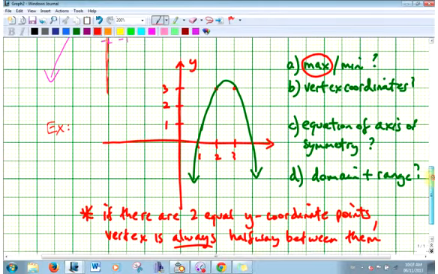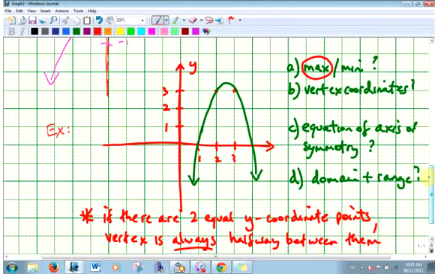Okay? Because this thing's symmetrical, there is some point where I have an axis of symmetry. Does it look like it's about there? Is that where the left side kind of looks like the right side? Yeah. What's the equation of that line?